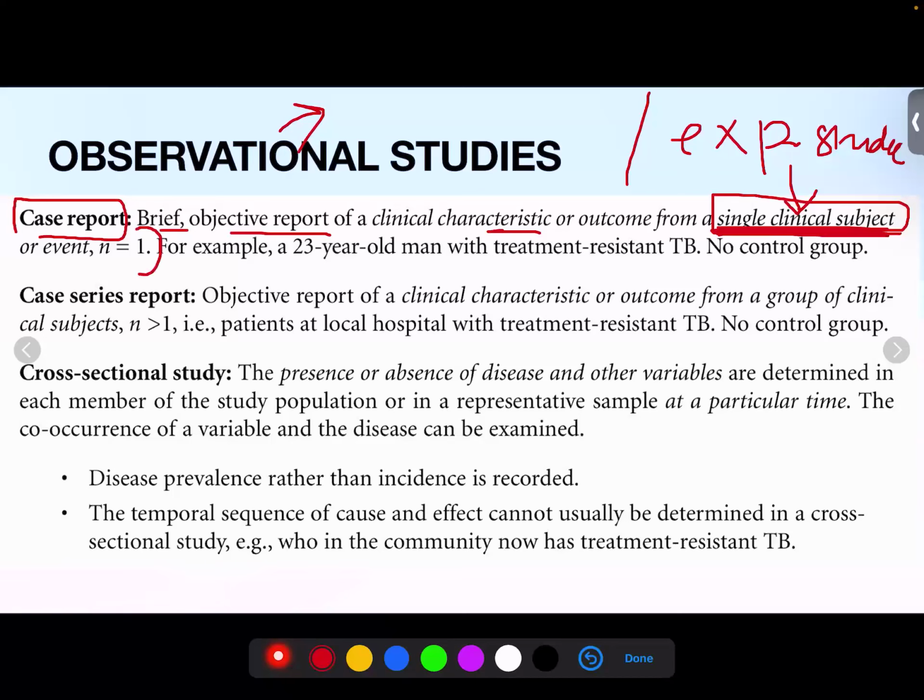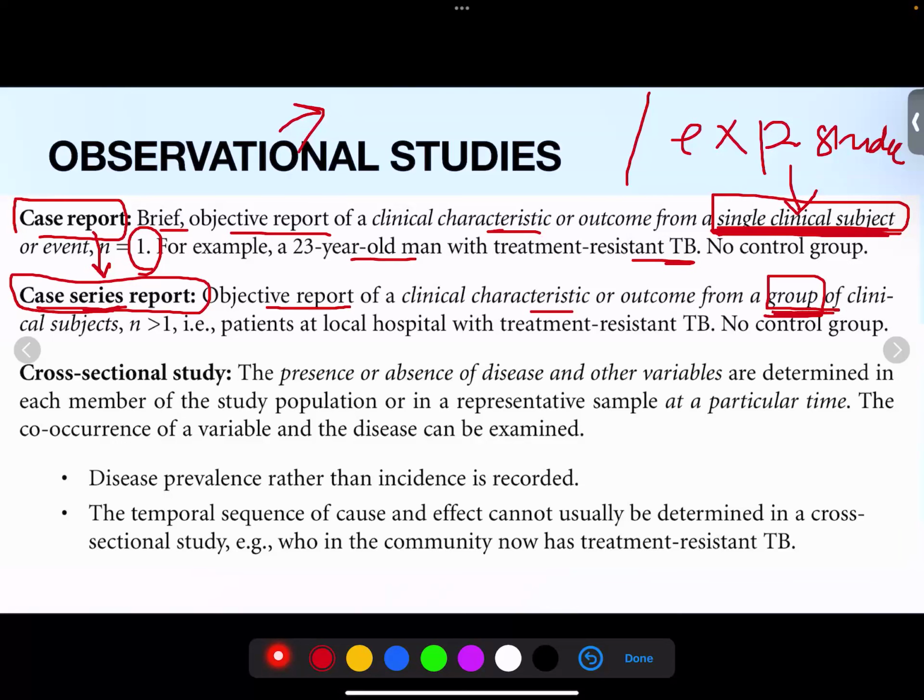And then there are case series reports. The name indicates it's just a case report, but a series of that. Series means that more individuals are in that report. So basically, again, it is an objective report of clinical characteristics or outcomes from a group of clinical subjects. Okay, so this is the difference here.